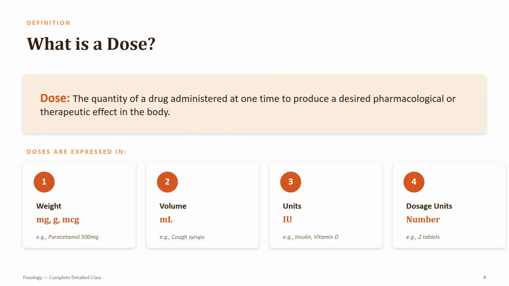What is dose? Dose is defined as the quantity of a drug administered at one time to produce a desired pharmacological or therapeutic effect in the body. Doses are usually expressed in weight, like mg (milligram), gram or mcg (microgram), in volume like ml or liter, and in units, like insulin 40 units, 20 units, or vitamin D.